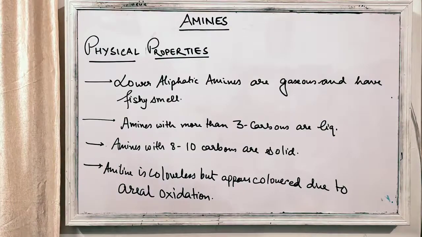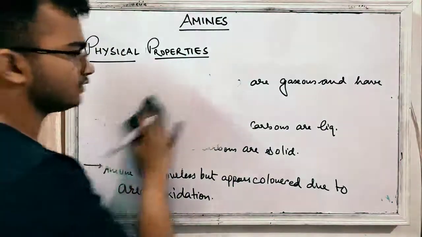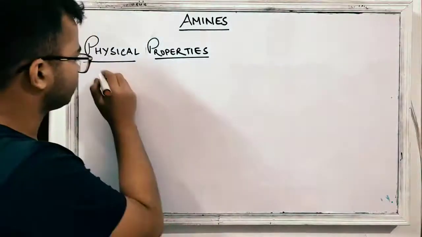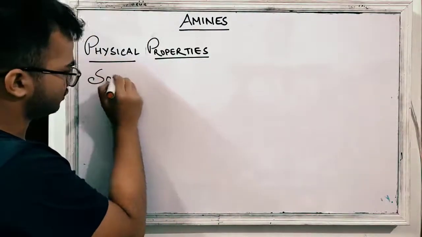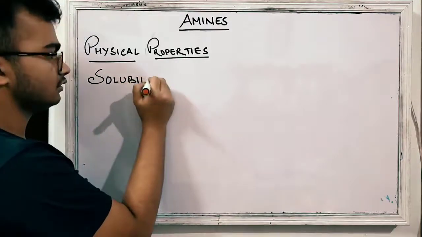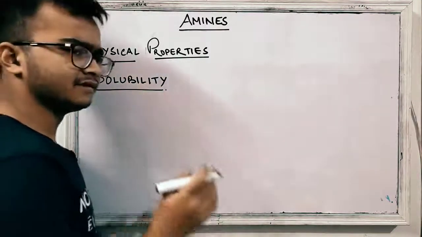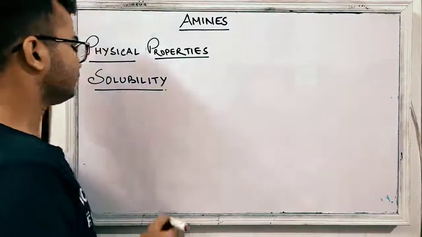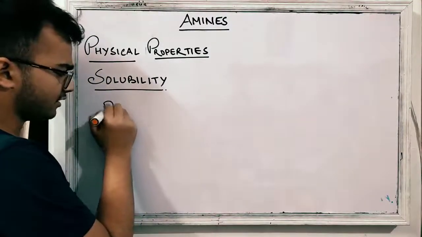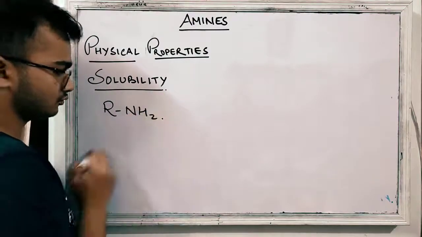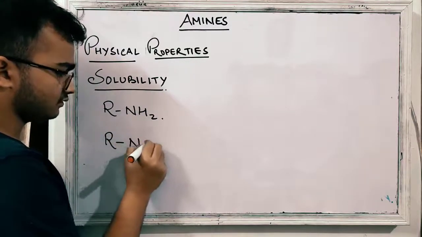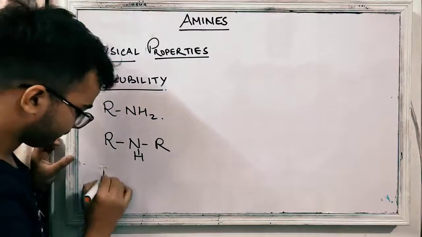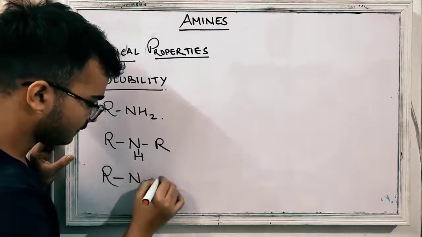After this we have a property which is called solubility. So give the heading solubility. Solubility means the ability to form hydrogen bonding and get soluble in water. As simple as that. So for solubility, if you see the structure of 1 degree amine, it is RNH2. For 2 degree amine, it is RNR and here H. And for 3 degree amine, RNR.